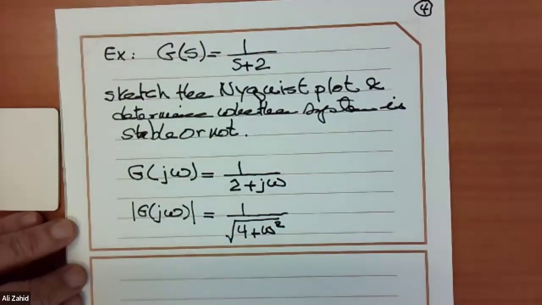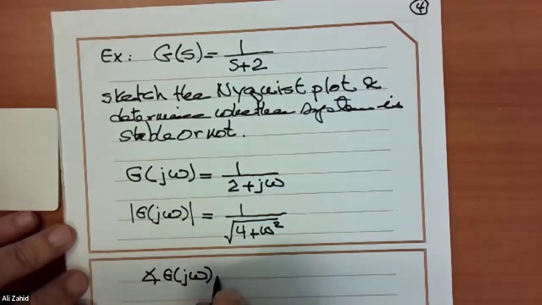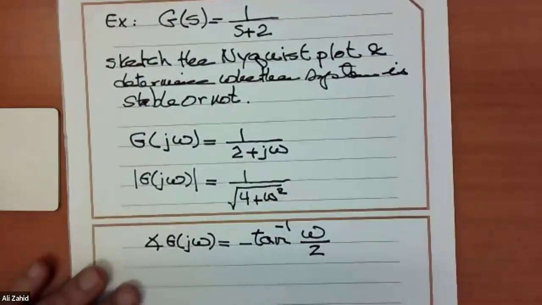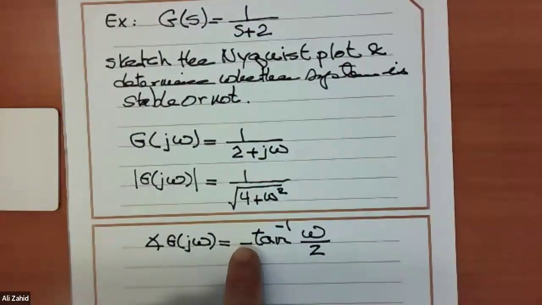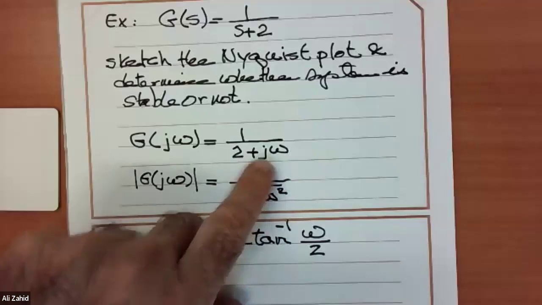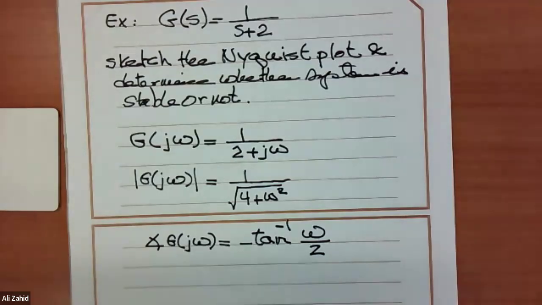Are you following me so far? Yes. What is the phase angle of G of J omega? It's minus tan inverse of omega over 2. Did you get it? Where is the minus coming from? Because it's a ratio. It's the phase of the numerator, which is 0, minus the phase of the denominator, which is tan inverse of omega over 2. Did you get it?